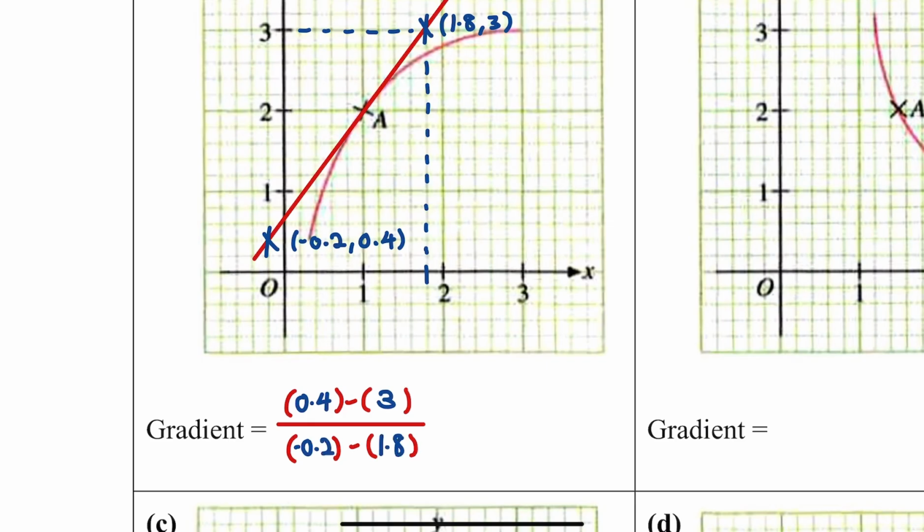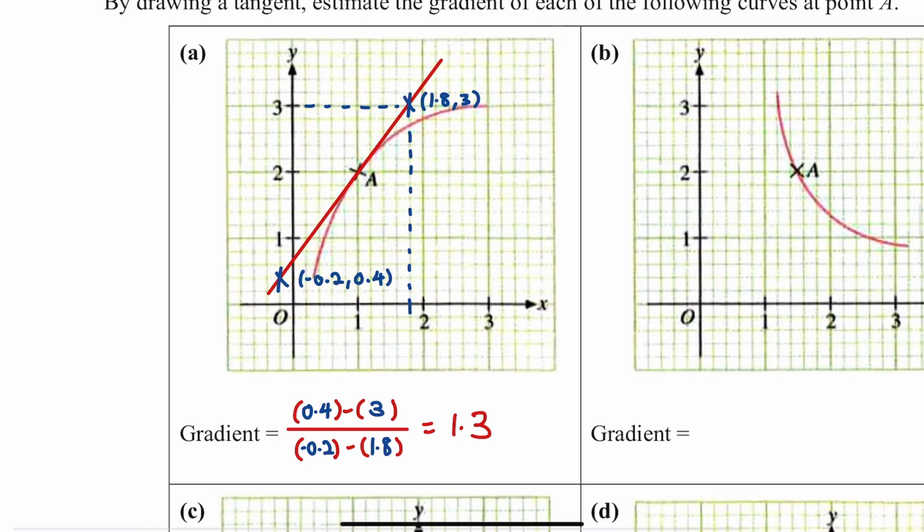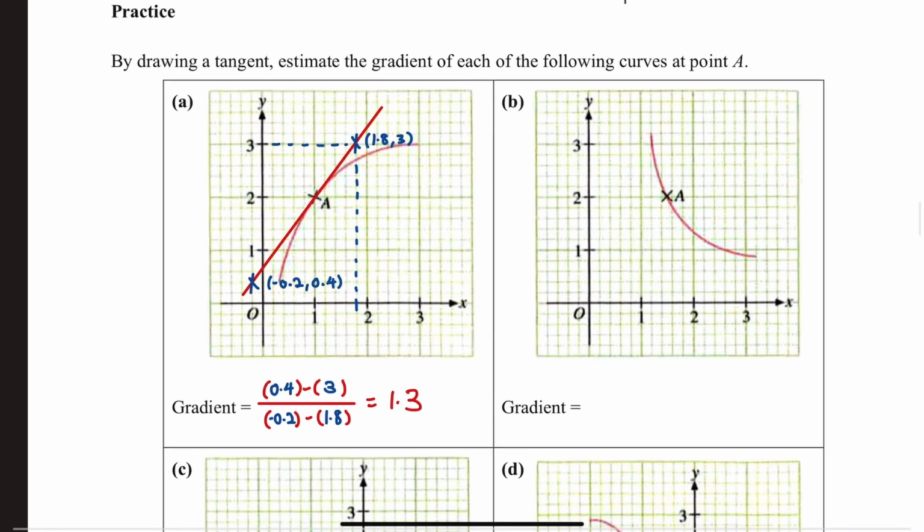Once I've done that, I'll calculate using my calculator. 0.4 minus 3 over negative 0.2 minus 1.8. You should get 1.3. And this is for part A. Now, can you do the same thing for part B?